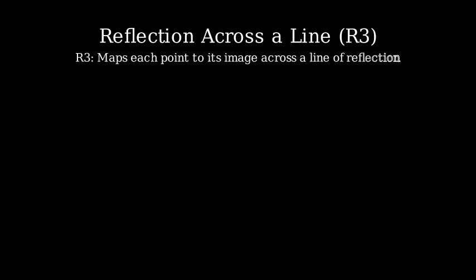Welcome! Today we'll learn about reflection across a line, also known as R3 in geometry. A reflection across a line is like folding paper along that line. Any point on one side of the line gets mapped to a corresponding point on the other side. Let's start with a simple example.